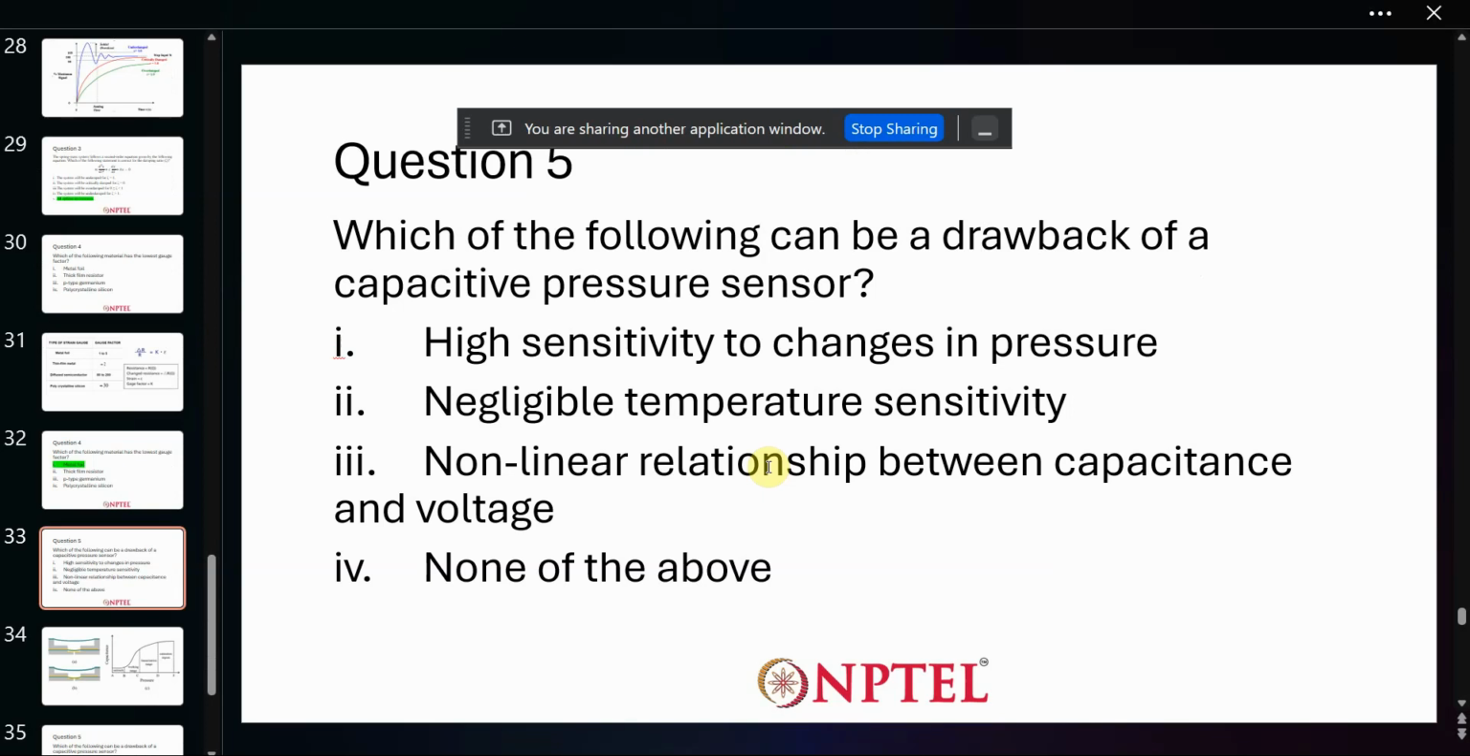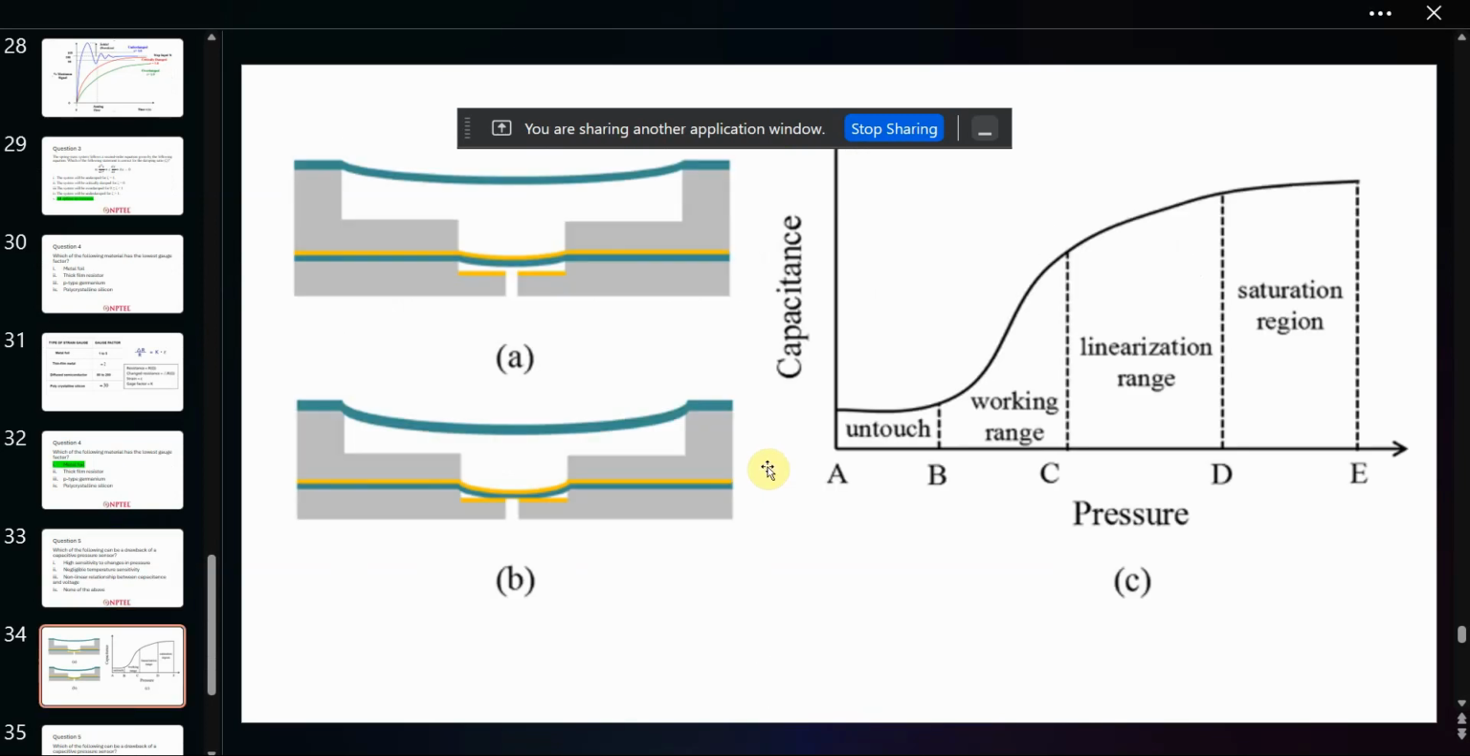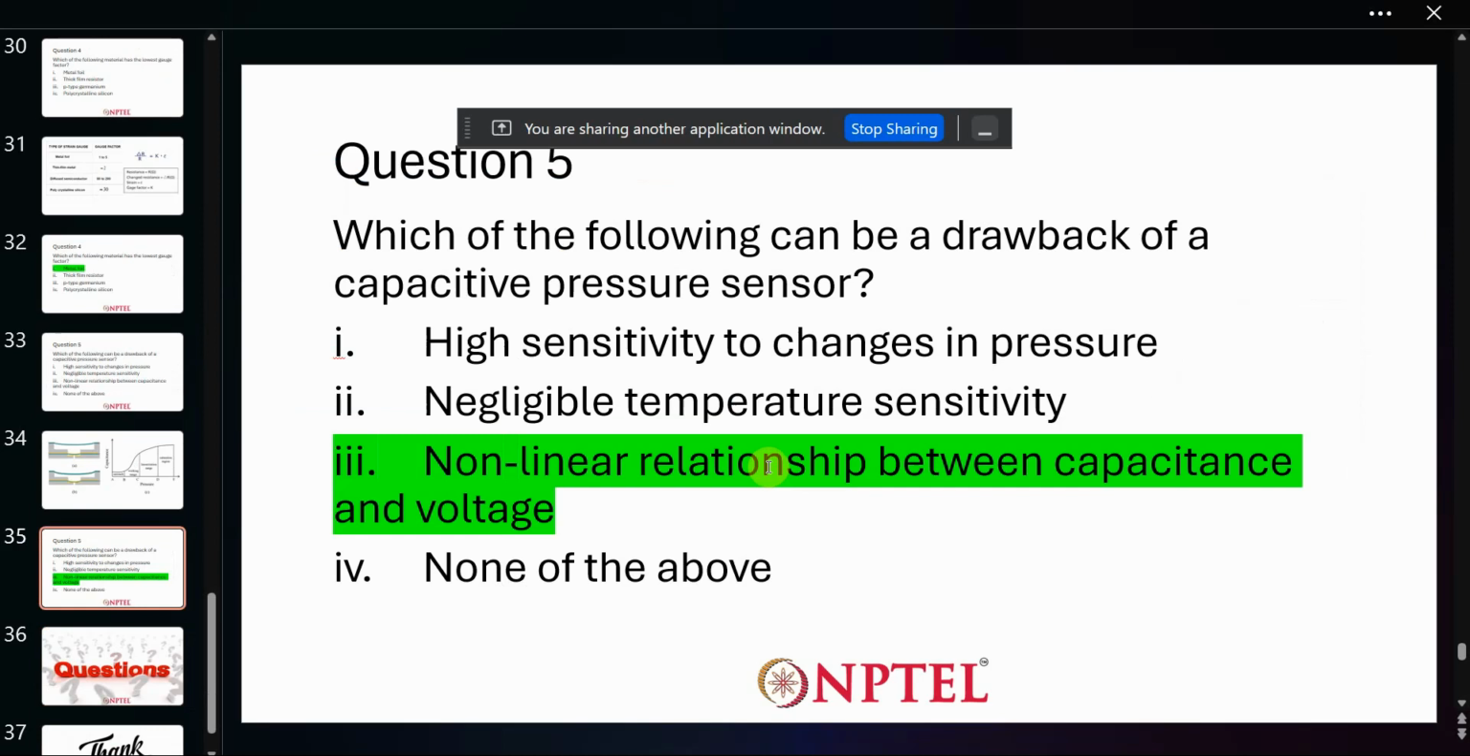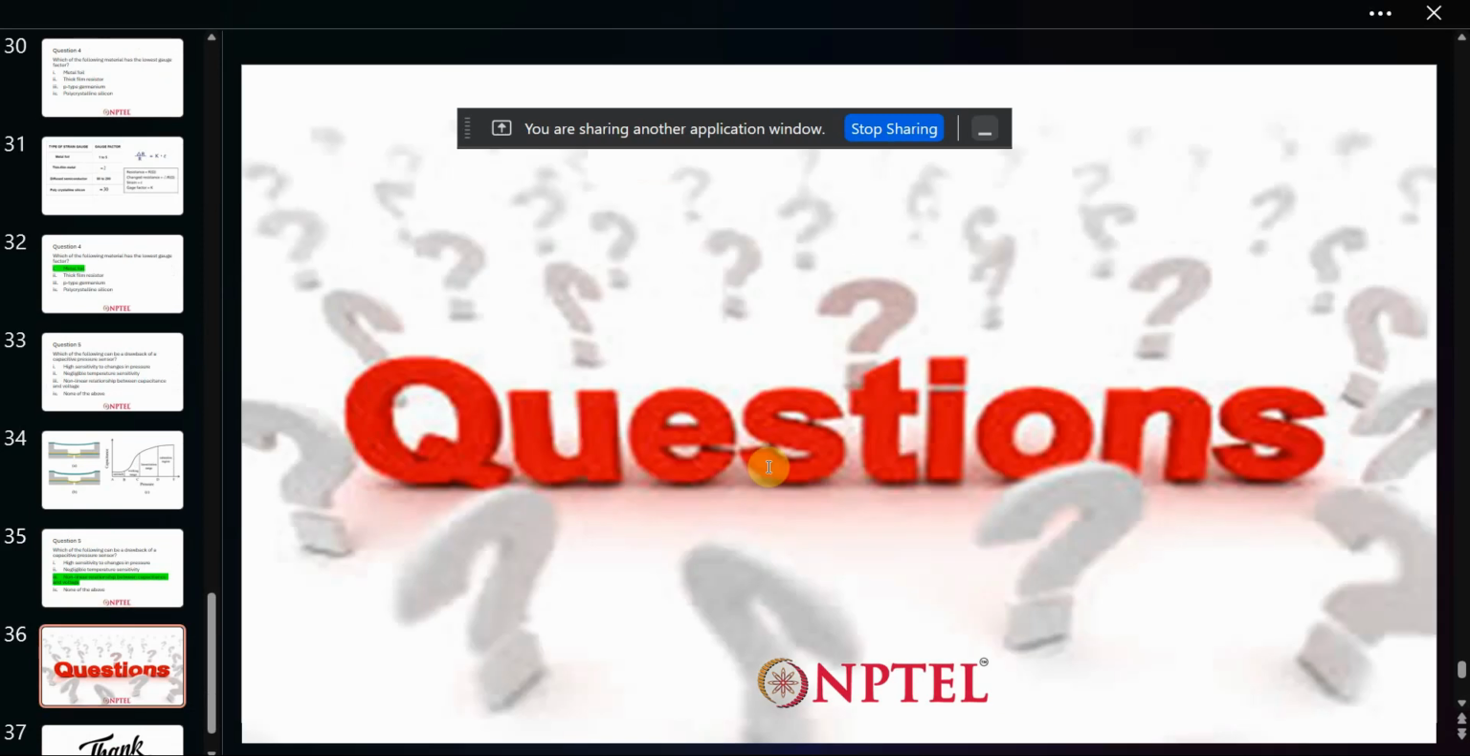So basically, in any capacitive system, there is non-linearity between the input and the output. So in this case, due to the non-linearity, you will not actually be able to correlate the change in capacitance with the change in pressure. So that is one of the major problems. So that is the non-linear relation between the capacitance and the voltage. Questions?